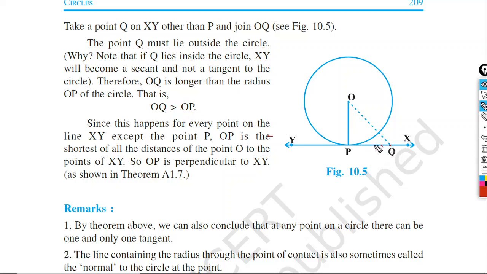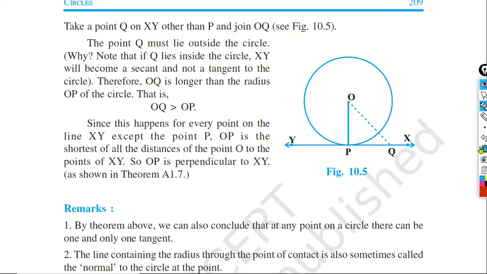Now we have taken this point Q. Similarly, we can take Q1, Q2, Q3, Q4, any point. In all cases, OQ1, OQ2, OQ, anywhere you take the point, all the line segments will be greater than OP. Since it happens for every point on line XY except the point P, we can say OP is the shortest distance of all the distances from O to XY.